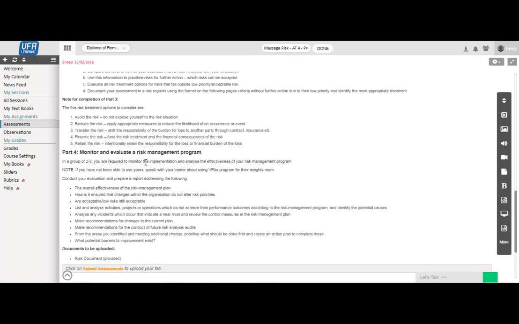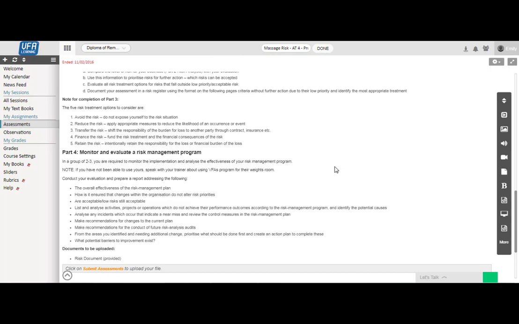You're then going to monitor and evaluate a risk management program. So working in a group of 2 to 3, you're required to monitor and implement and analyse the effectiveness of the risk management program. We're then going to conduct that evaluation and prepare a report that addresses the following. So the overall effectiveness of the risk management plan, how it is ensured that changes within the organisation don't alter risk priorities, are the acceptable or low risks still acceptable?